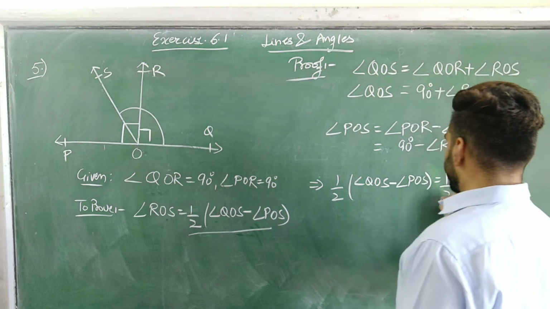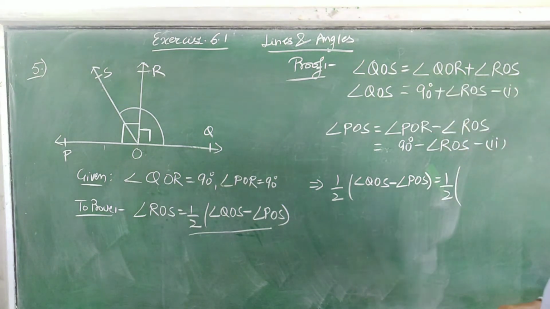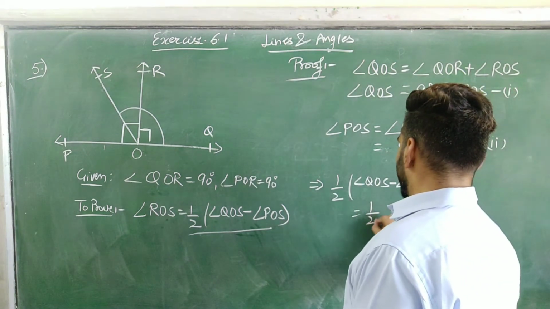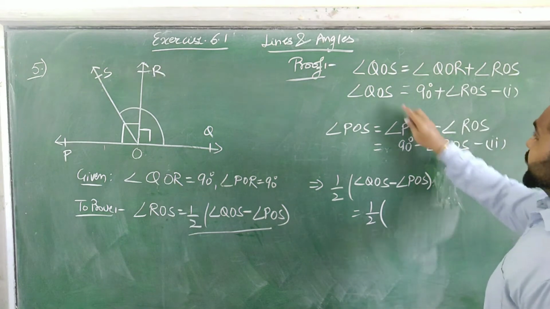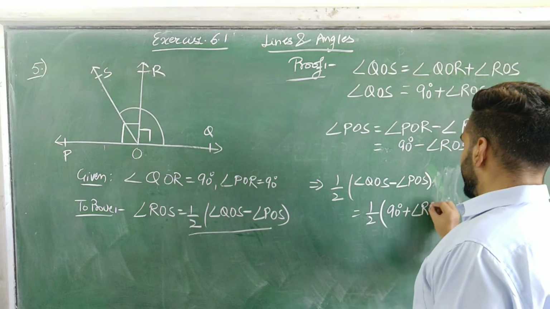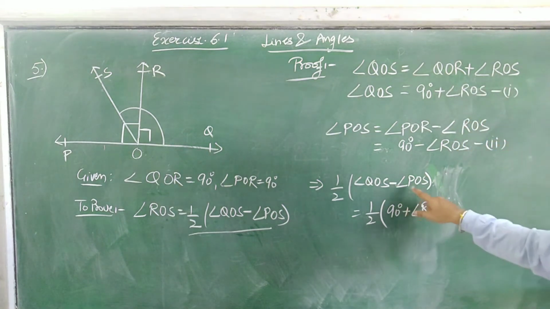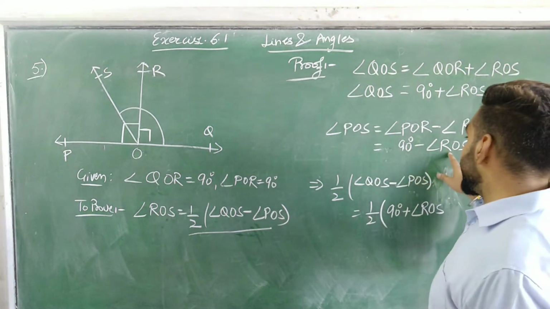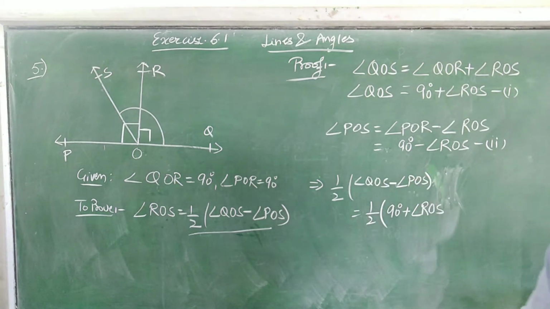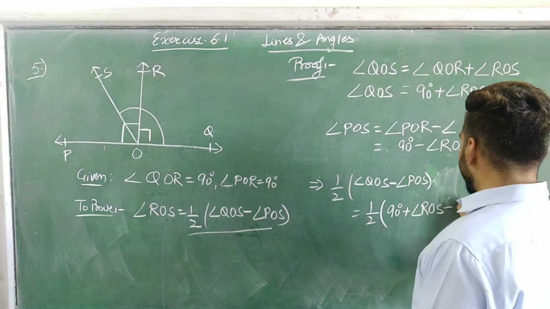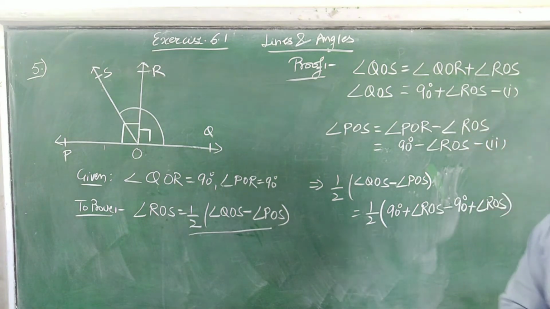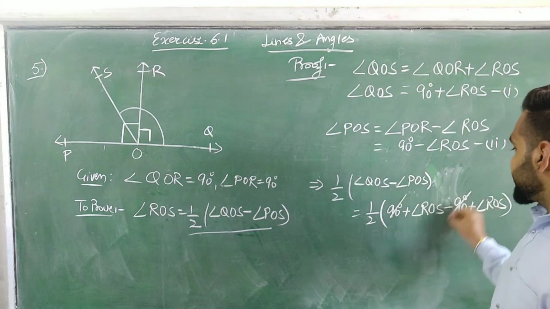Put values here, half. So what will be the value of QOS? Writing it here. Value of QOS is 90 plus angle ROS minus angle POS. What is POS? 90 minus angle ROS. And since there is a negative sign here, both the signs of these two terms will change. So this will become minus 90 plus angle ROS. Now we can see that this 90 will cancel out.